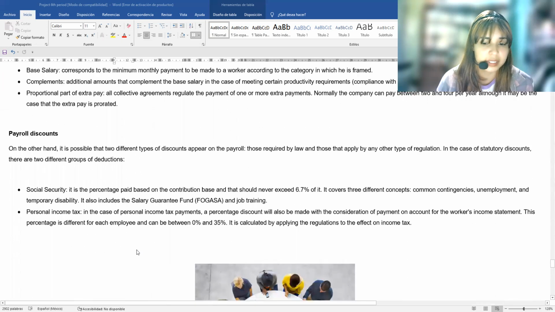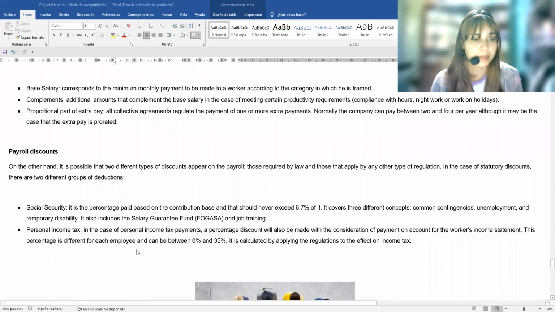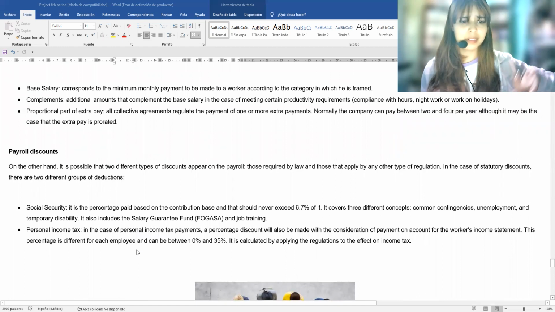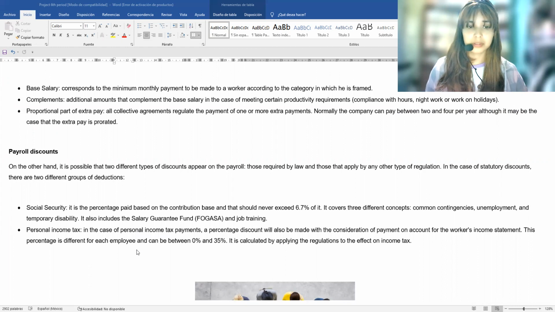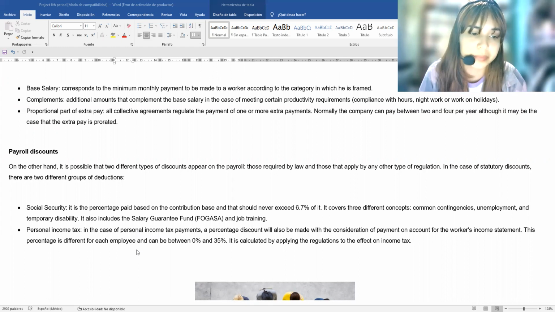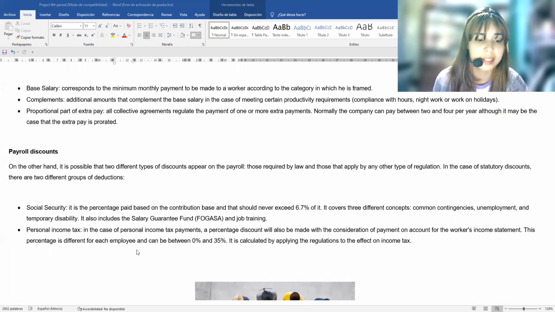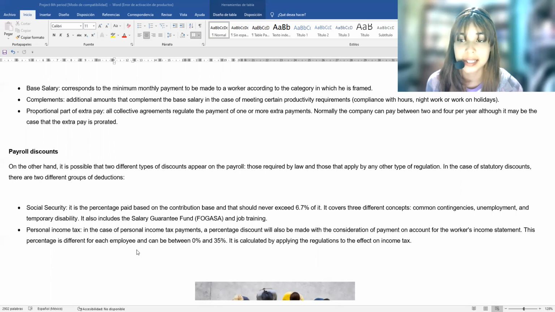And we have the discounts. The possible types of discounts that may appear on the payroll are social security and personal income tax. The social security is the percentage paid based on the contribution base, and that should never exceed 6.7% of it. It covers three different concepts: common contingencies, unemployment, and temporary disability. It also includes the salary guarantee fund and job training.